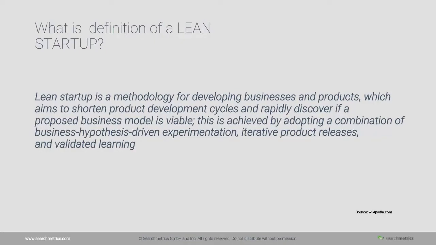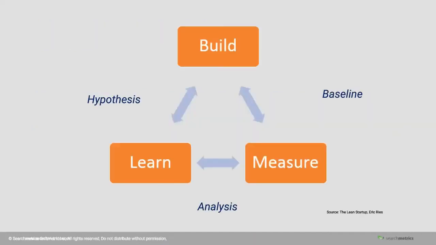What is Lean Startup? Lean Startup is a methodology of developing businesses and products which aims to shorten product development cycles and rapidly discover if a proposed business model is viable. This is achieved by adopting a combination of business hypothesis-driven experimentation, iterative product releases, and validated learning. So this means, from having an idea, presenting a plan and sticking to the plan for 2 years, Lean startups suggest that you constantly improve your product, constantly test and measure, and know actually how it is performing.